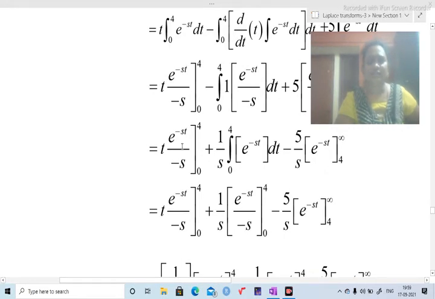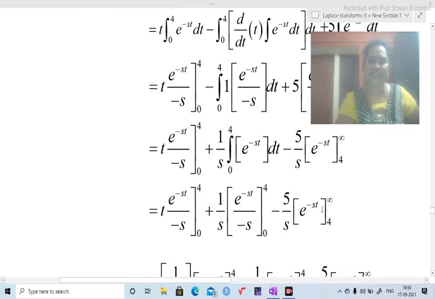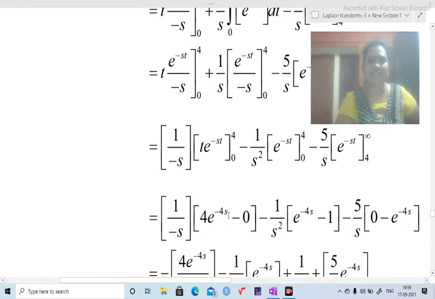Observe, here I am going to write this term as it is. Observe here, 1 into anything is 1, minus into minus is plus. So we are going to get this step. Here observe, minus is there, plus into minus is minus. So minus 5 by s into e power minus st between limits 4 to infinity. So again, the integration of e power minus st is e power minus st by minus s. Again, minus into plus is minus, s into s is s square.